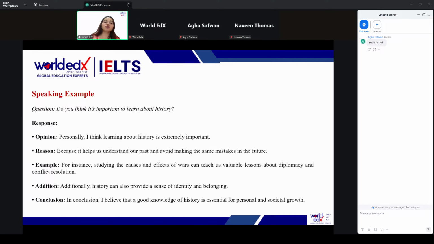Now, coming to a speaking example, if the question is, "Do you think it is important to learn about history?" Now, it is a very close-ended question. I hope you know the disparity between close-ended and open-ended questions. When it is a close-ended question, it means the scope of the answer is either yes or no. But when it is an open-ended question, you can have an answer of any kind.